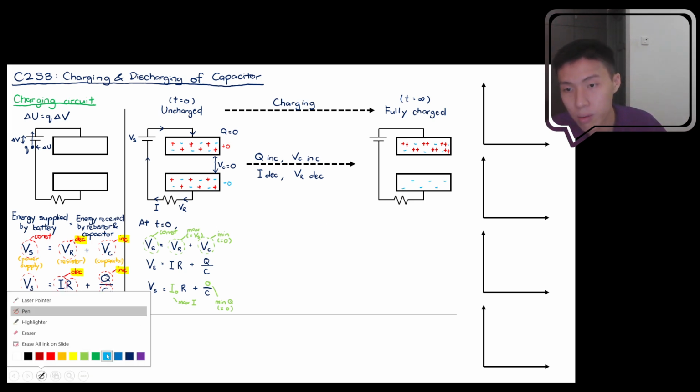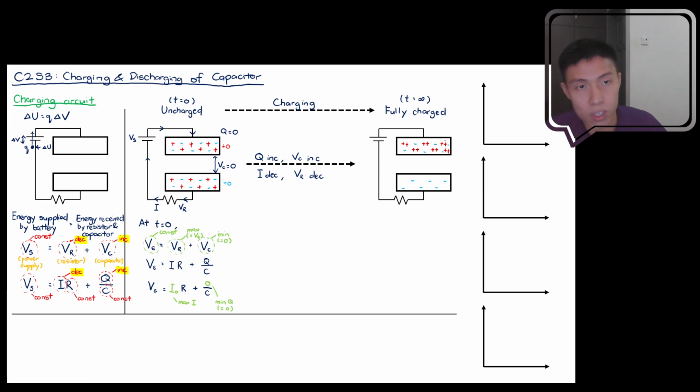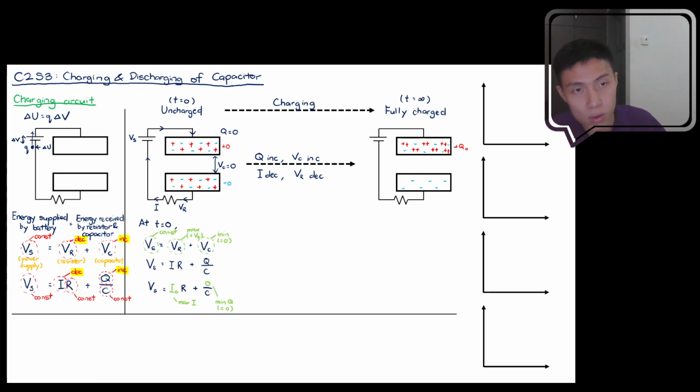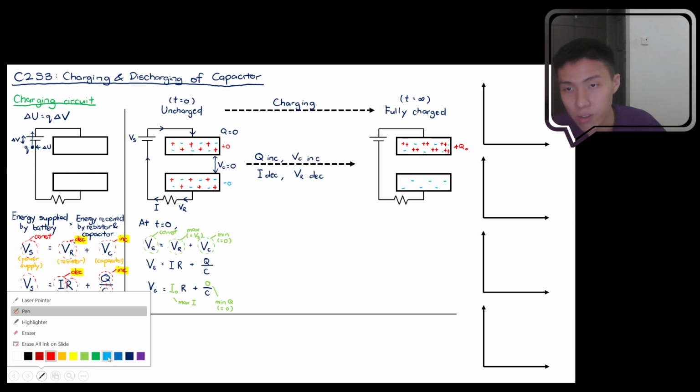Right now up there will be a fully charged positive Q. And then down there, let's just call it Q naught. Q naught means fully charged, right? Down here there will be negative Q naught.